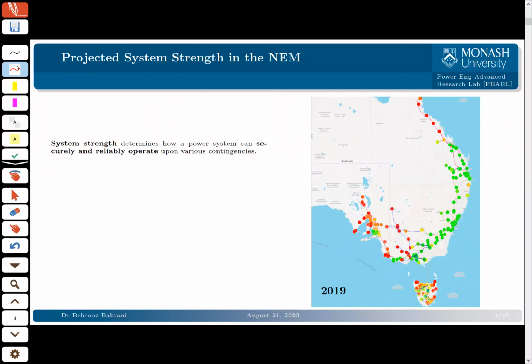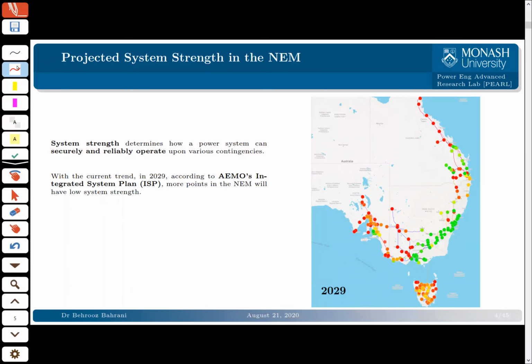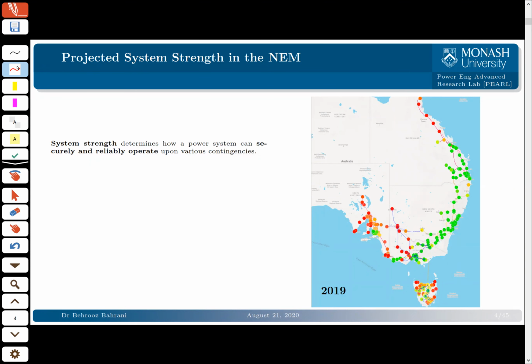To the right, you can see the NEM, and the dots actually indicate the situation in 2019, pretty recent, as indicated by AEMO. So if you look at these parts here, these are pretty weak parts of the network in northern Queensland. Also, we've got quite a lot of red dots in South Australia, and in particular in northwestern Victoria, the Wemen region. And Tasmania also is not in a very good shape in terms of system strength.